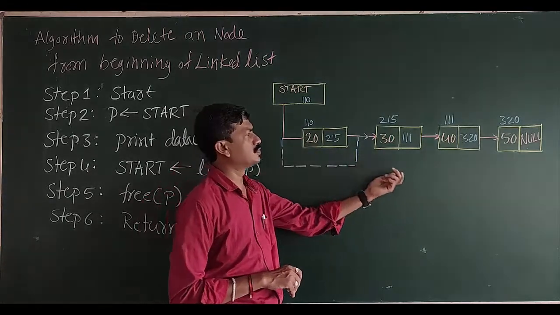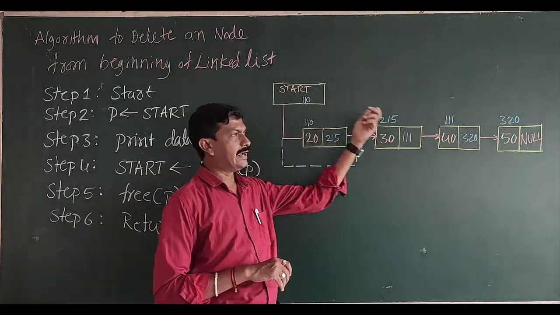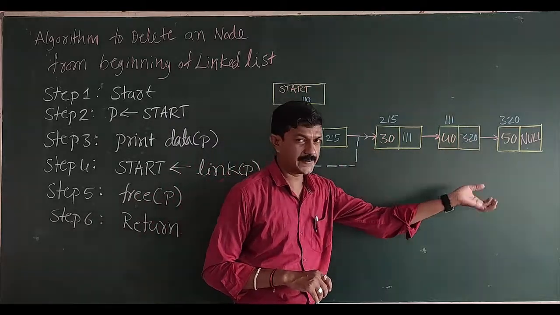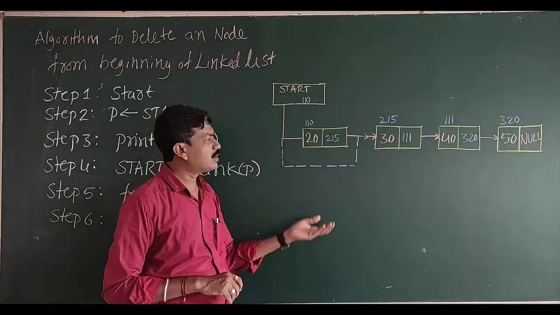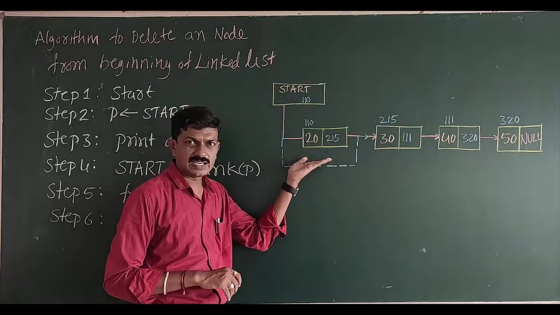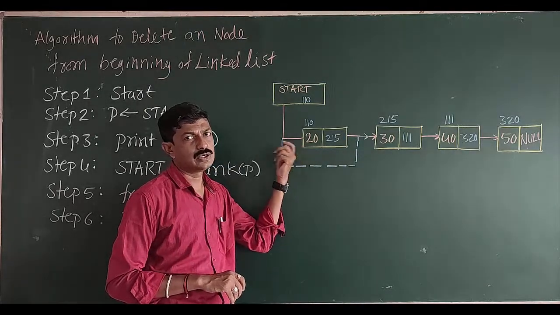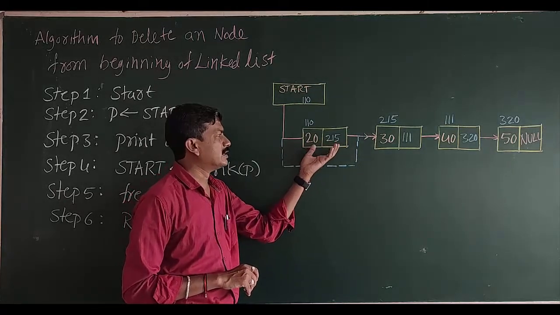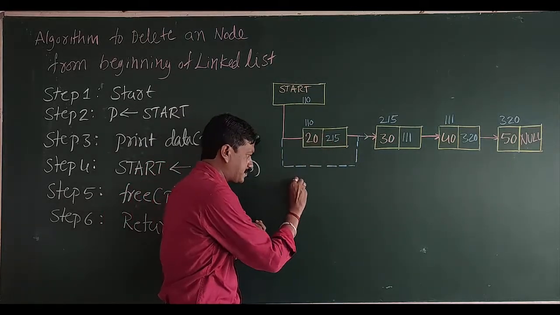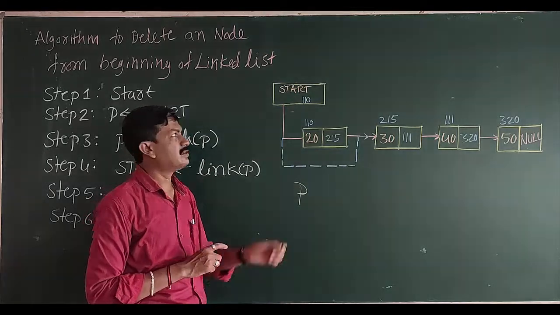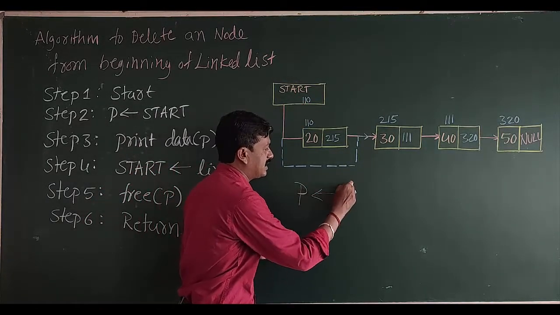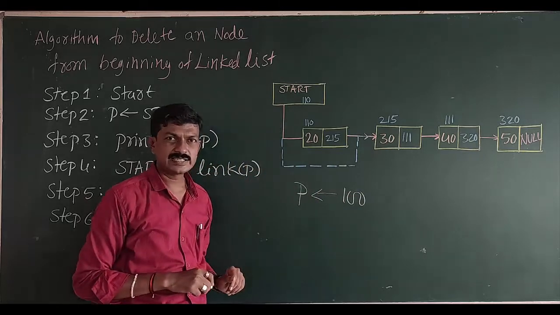Those are node 1, node 2, node 3, node 4, and these nodes contain elements 20, 30, 40, 50. From this list, I want to delete the first node from this linked list. What I need to do is take a variable, and whatever the start pointer contains, I assign to this variable, right?